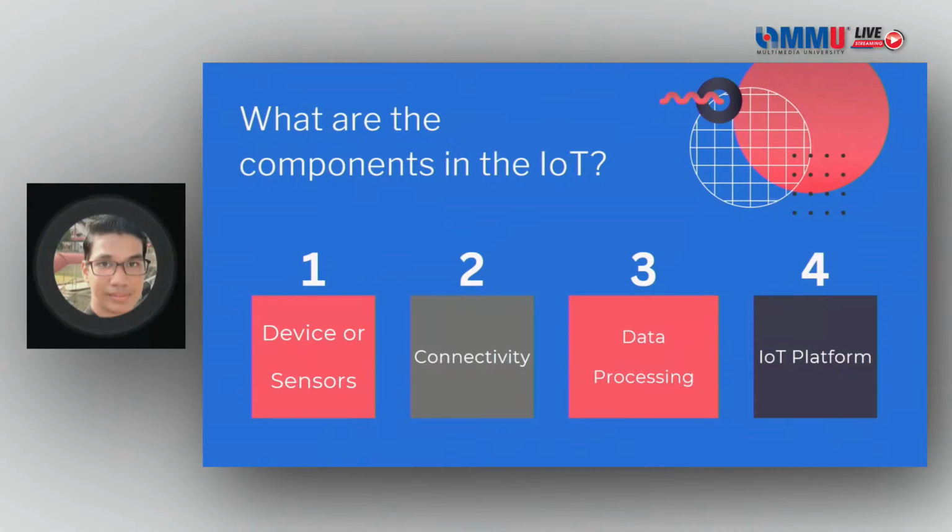So what is an IoT platform? If everyone has heard about Blynk or ThingSpeak, that is an example of an IoT platform. An IoT platform is a platform or software that helps to interface the data and also to visualize the data to the user. Let's say if everyone is familiar with the dashboards with colorful graphs and so on, that is an example of the IoT platform being used in IoT applications.